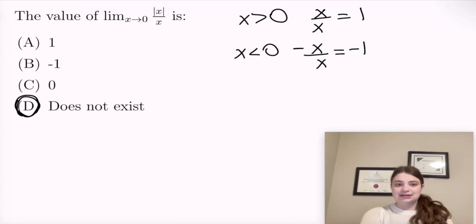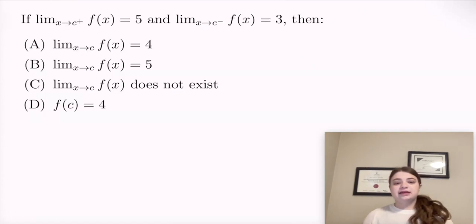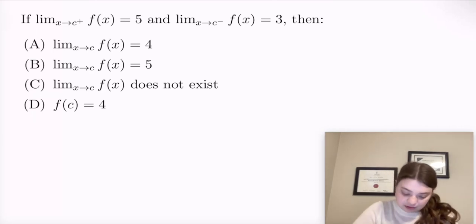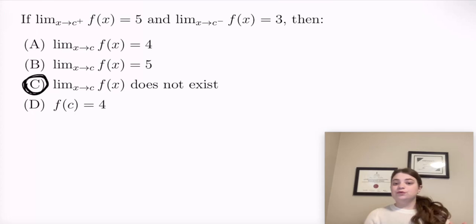All right, let's try a third example. This one says if the limit as x approaches c from the right is 5 and the limit as x approaches c from the left is 3, then what happens? Well, that means the limit overall does not exist as x approaches c. Because recall, we talked about this in the last one too, that if the right hand limit and left hand limit are not the same, then the two-sided limit does not exist. They both would have to be the same in order for it to exist and to be that value.